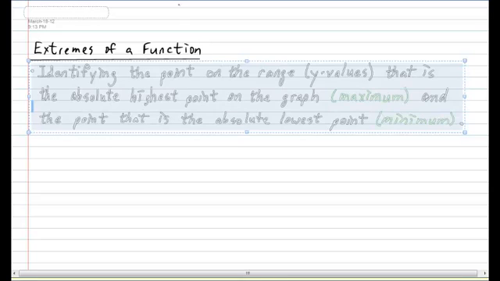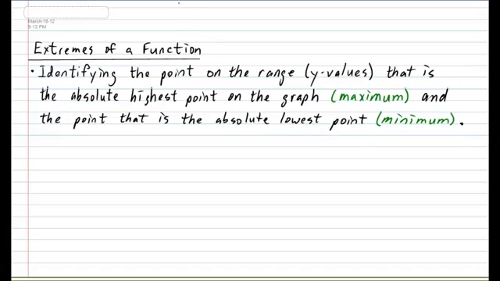Well, in this entire chapter, the extremes of a function must be the easiest single thing to identify. The extreme refers to the following. You are trying to identify the point on the range, and don't forget the range represents the y-axis. That is the completely highest point on the graph, we call that the maximum, and the point that represents the completely lowest point of the graph, we call that the minimum. So let's take a look at this analysis with a very easy example.